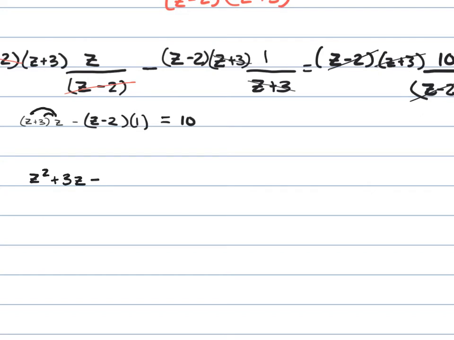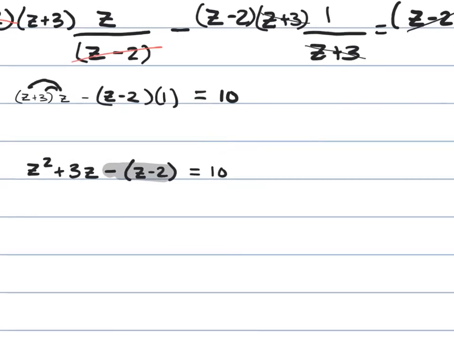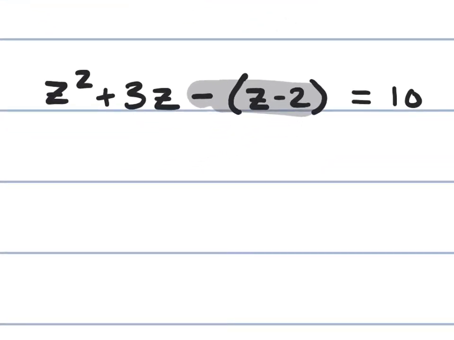Minus 1 times z minus 2? Okay, so we get minus z minus 2. We have to be careful here because we are subtracting everything there. I'll come back to that in just a second. That's going to be a very tricky area, is equal to 10. So, talk to me about that gray highlighted area.